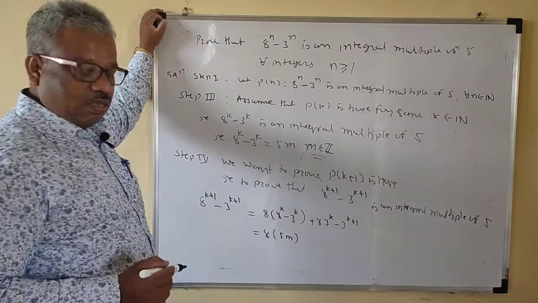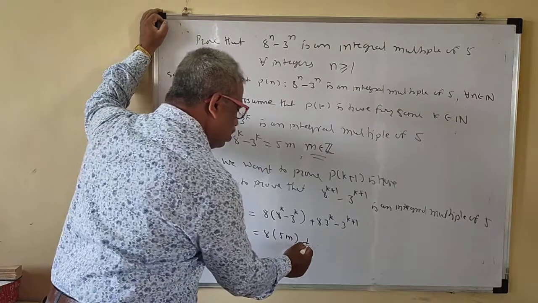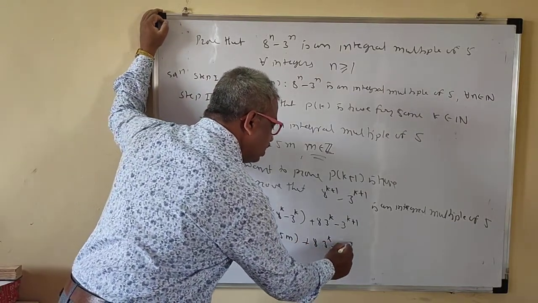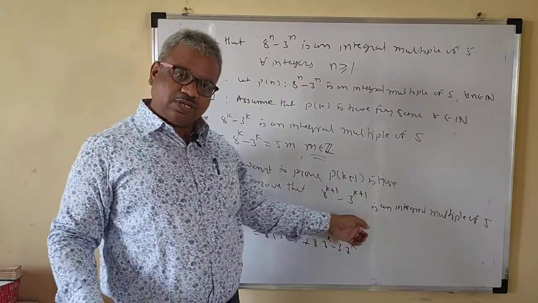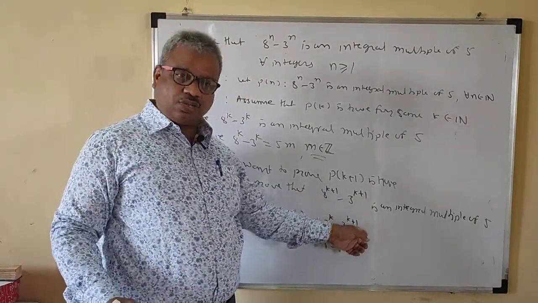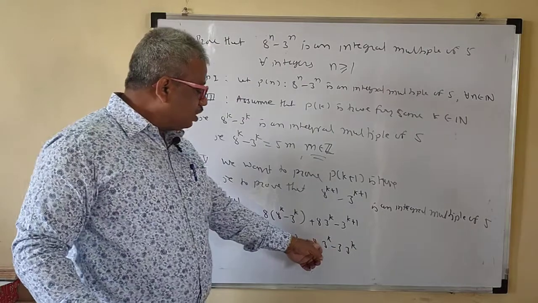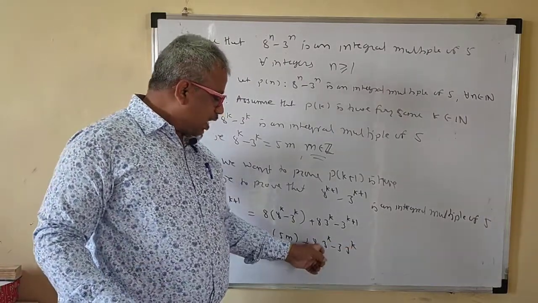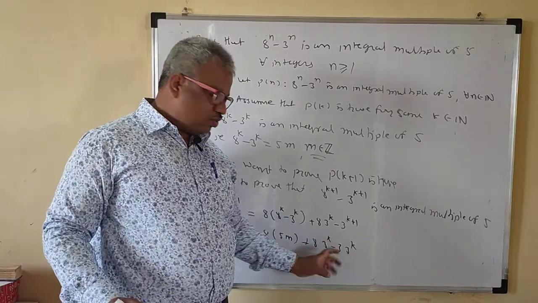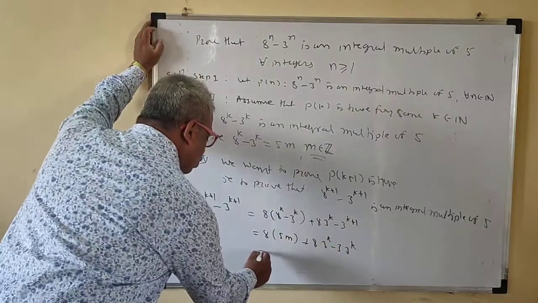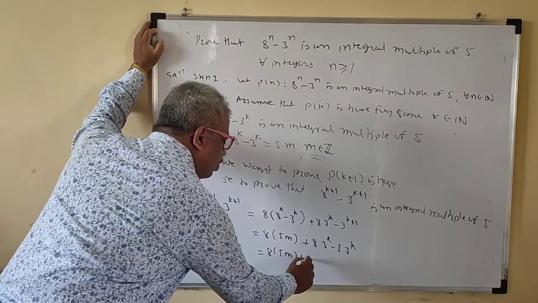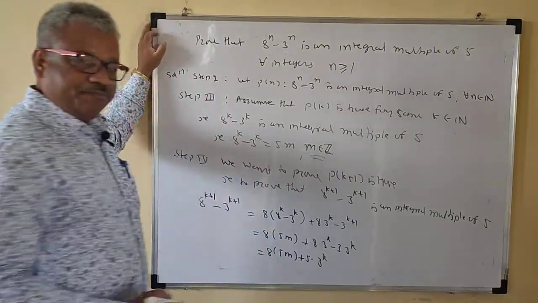No problem. 5m plus now 8 times 3 raised to k minus 3 raised to k, because I can write 3 raised to k plus 1 as 3 raised to k into 3. Now this is 8 times 3 raised to k and this is minus 3 times 3 raised to k, that means this is 8a minus 3a, so that is 5a. So this is 8 into 5m plus 5 into 3 raised to k, right?